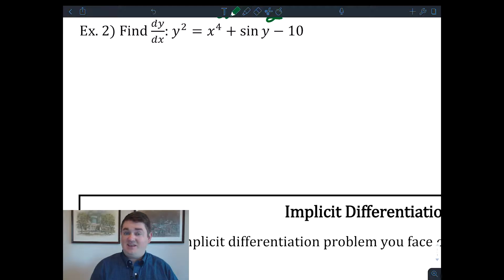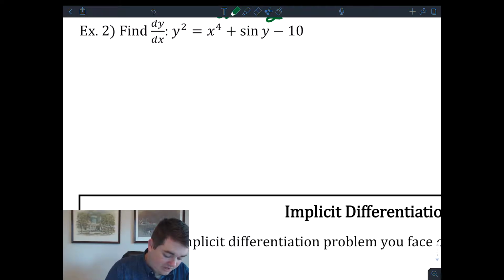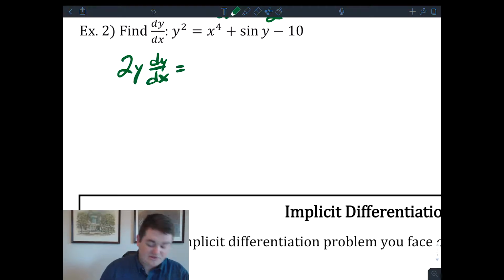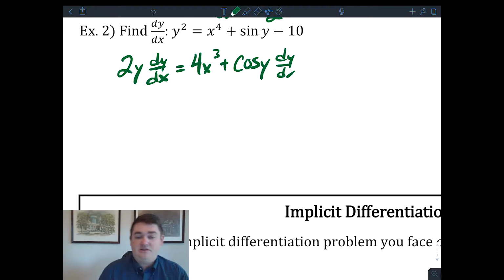So when I look at example 2, y squared equals x to the 4th plus sine y minus 10, I immediately notice I cannot get y by itself. Even if I wanted to, I can't get y by itself. This is an implicit function. So I'm going to take the derivative just like I normally would, but I have to remember to include those dy/dx's when I take the derivative of a y. So the derivative of y squared would be 2y dy/dx equals the derivative of x to the 4th, 4x cubed, plus cosine y dy/dx minus 0.